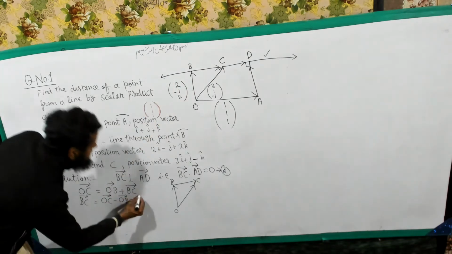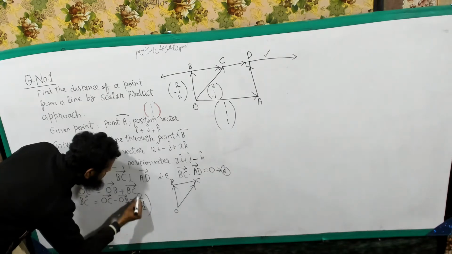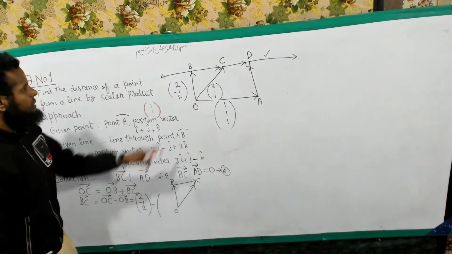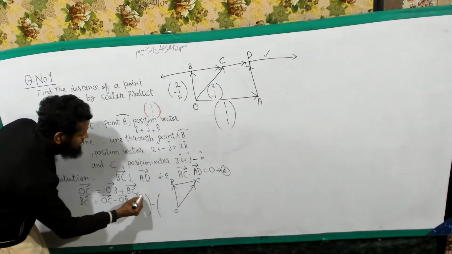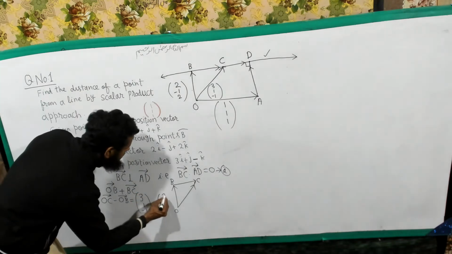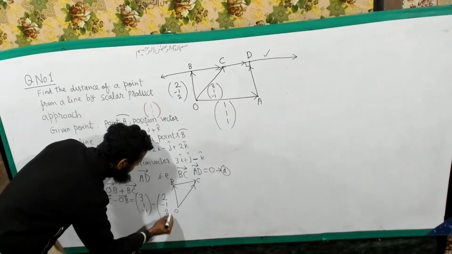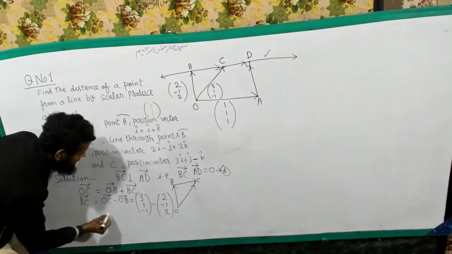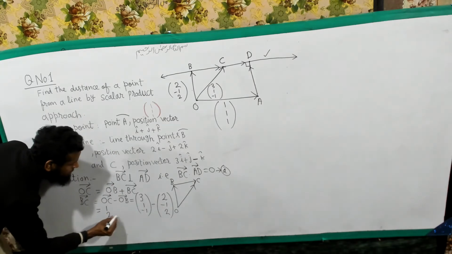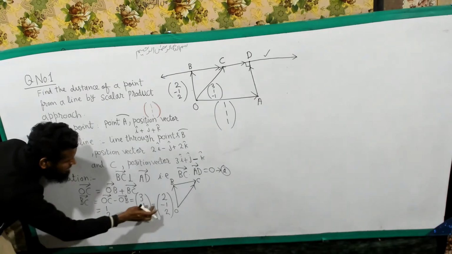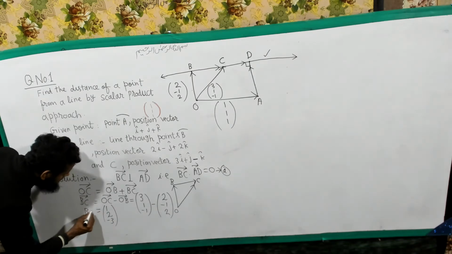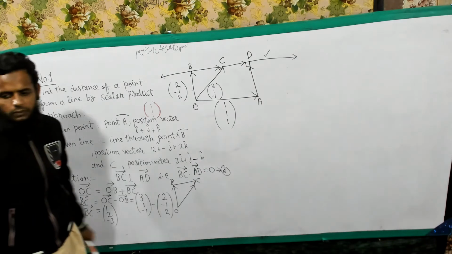OB is 2, minus 1, 2. First we write OC: 3, 1, minus 1, minus OB, which is 2, minus 1 and 2. We subtract: 3 minus 2, answer is 1. 1 minus minus becomes plus, this will be 2. Minus 1 minus 2, answer will be minus 3. This is our BC.